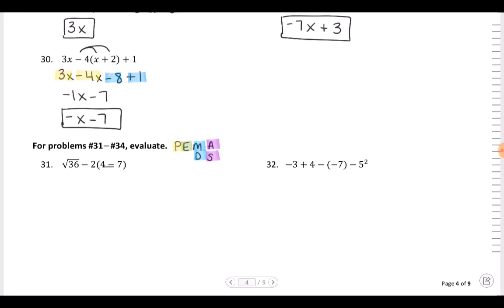So when I look at number 31 here, I see that I do have some grouping symbols here, some parentheses. And so I need to simplify what's inside my parentheses.